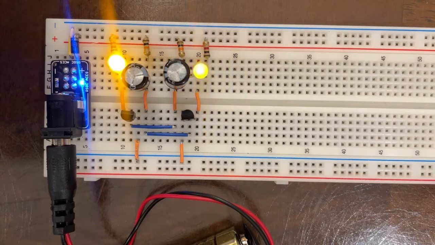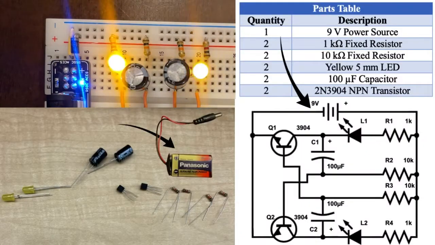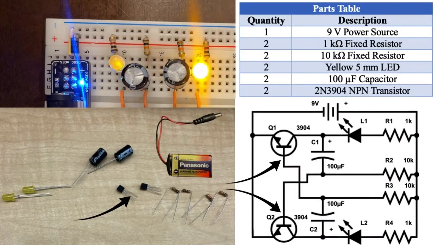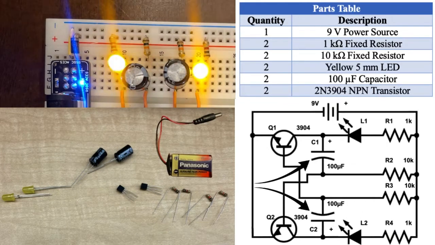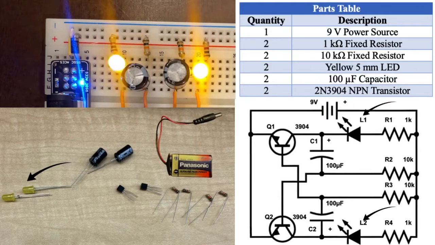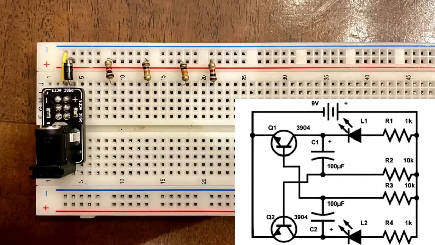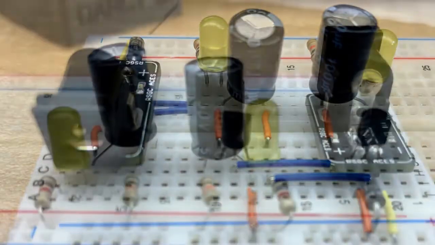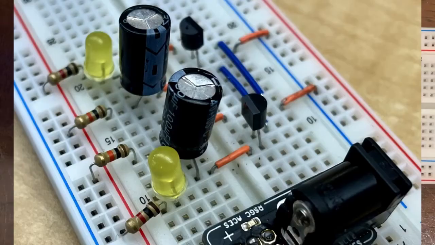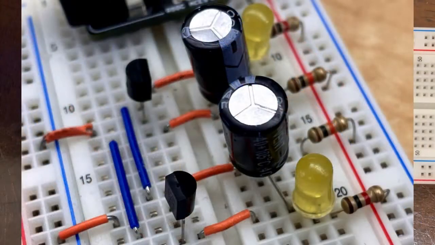The prototype has 5 different components: 1 9-volt power source, 2 2N3904 NPN transistors, 2 1K ohm fixed resistors, 2 10K ohm fixed resistors, 2 100 microfarad capacitors, and 2 yellow LEDs. To build it, follow the schematic, and when done, it should look similar to this. Any misplacements in the wiring will cause the circuit not to work, so a lot of troubleshooting may be necessary.